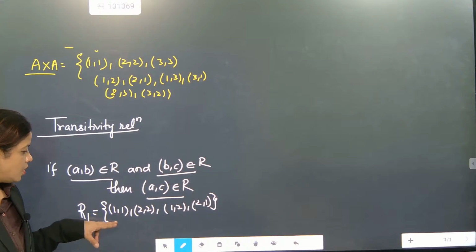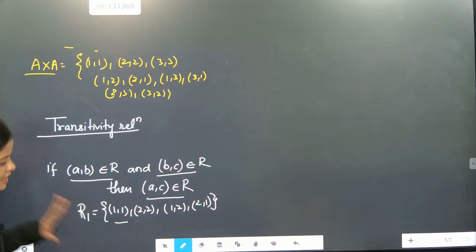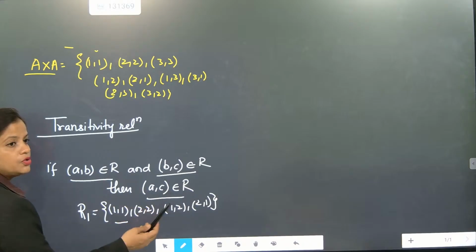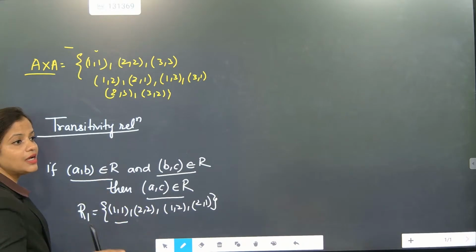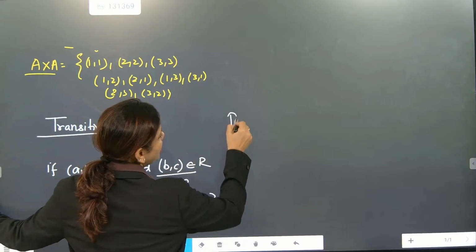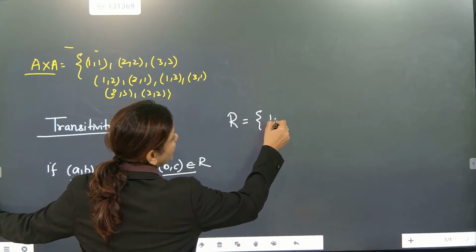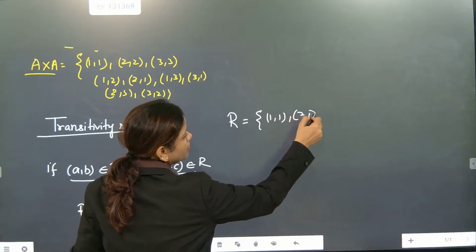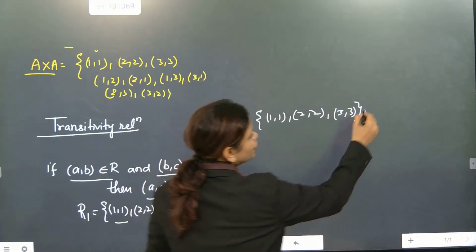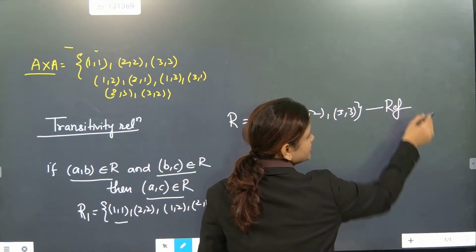Check here, beta. 1 comma 1 is there. Even if I repeat 1 comma 1 three times, it is always going to be transitive only. So 1 comma 1, 2 comma 2, 3 comma 3, they are called isolated transitive. So if any relation R is given as 1 comma 1, 2 comma 2 and 3 comma 3 and nothing else, it is reflexive.